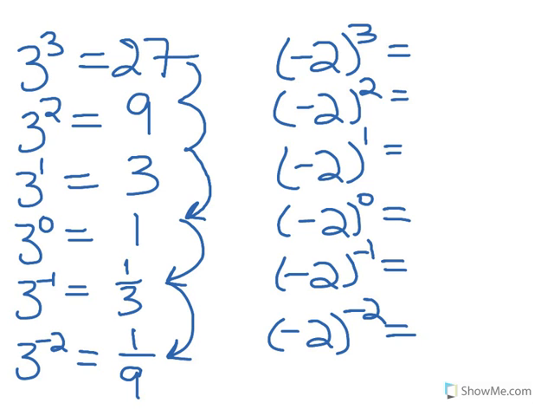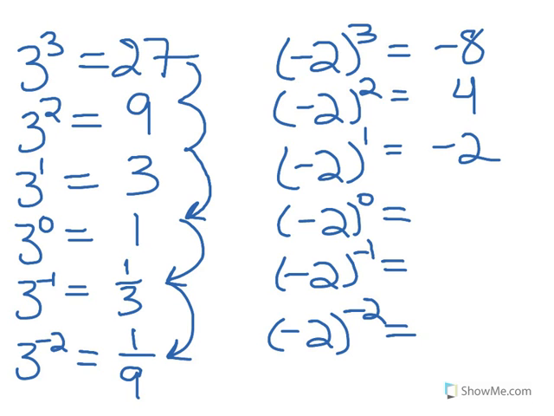For this example, negative 2 to the third power is negative 2 times negative 2 times negative 2. Well, negative 2 times negative 2 is positive 4, and 4 times negative 2 is negative 8. Negative 2 squared is negative 2 times negative 2, which is positive 4. Negative 2 to the first power is simply 1 negative 2, written by itself. To get the result for negative 2 to the 0 power, we do as we did with the 3's.